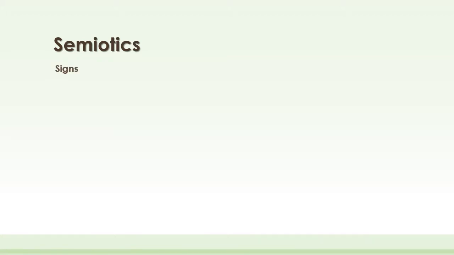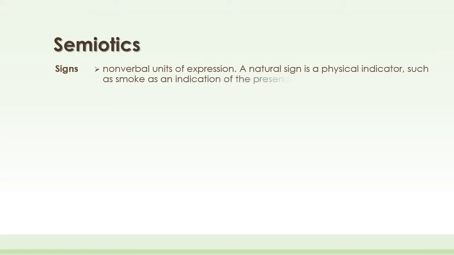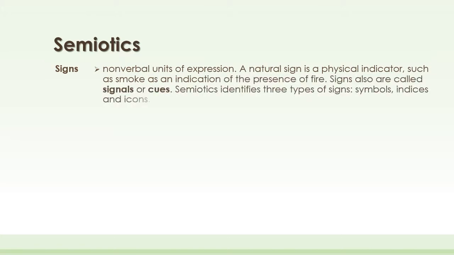Signs. Signs are nonverbal units of expression. A natural sign is a physical indicator, such as smoke as an indication of the presence of fire. Signs also are called signals or cues. Semiotics identifies three types of signs: symbols, indices, and icons.